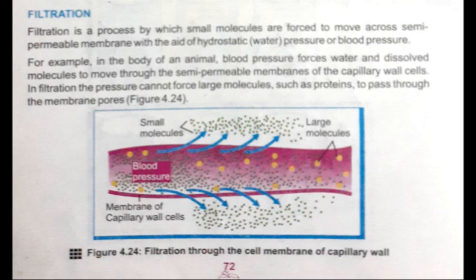In filtration, the pressure cannot force large molecules, such as proteins, to pass through the membrane pores. It means proteins cannot cross the semi-permeable membranes even with the process of filtration. First of all, proteins must be broken into smaller molecules that are called amino acids. Then they will be able to cross the semi-permeable membrane.